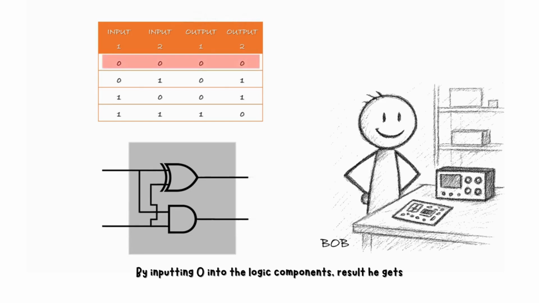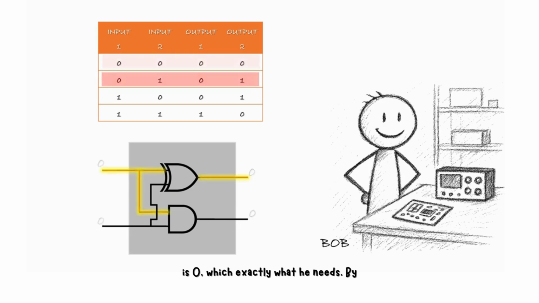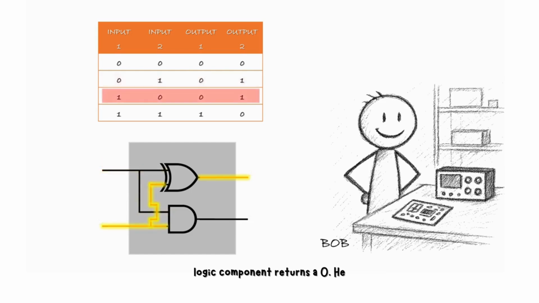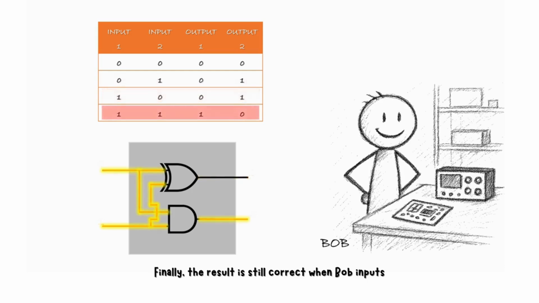Exactly. By inputting 0 into the logic components, the result he gets is 0, which is exactly what he needs. By inputting a 1 only into the first of the two terminals, Bob once again gets the expected result. The XOR logic component outputs a 1, while the AND logic component returns a 0. He gets the expected result even when the electrical input signals to the logic components are swapped. Finally, the result is still correct when Bob inputs 1 into both logic components. The XOR returns 0, while the AND component, as expected, returns 1.